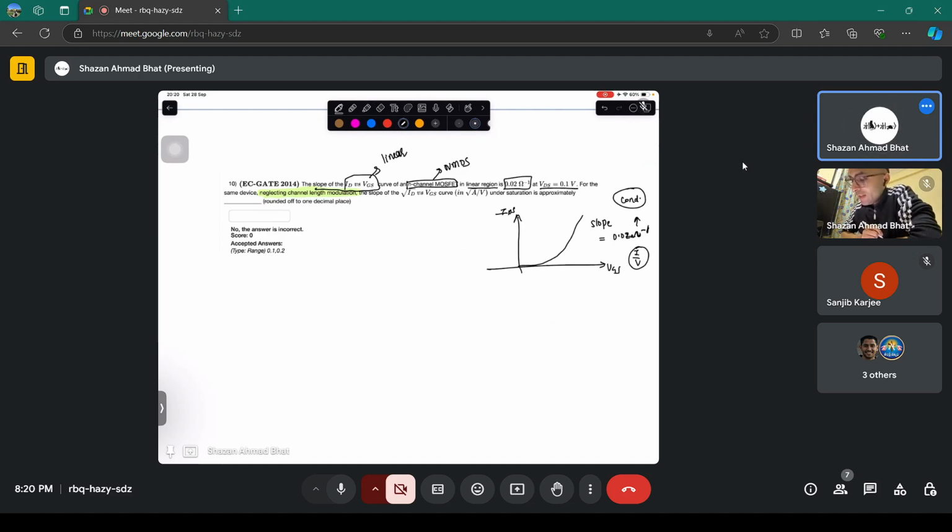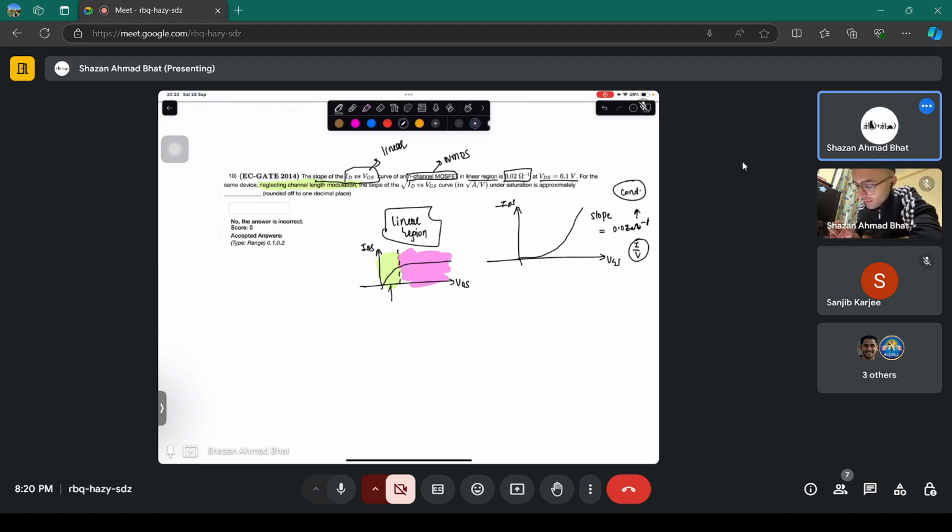So you have a good question. In the MOSFET, you have the linear region where IDS versus VDS. This is the linear, ohmic region, and this is the saturation region. So you are given the slope here, and you have to compute the slope here.